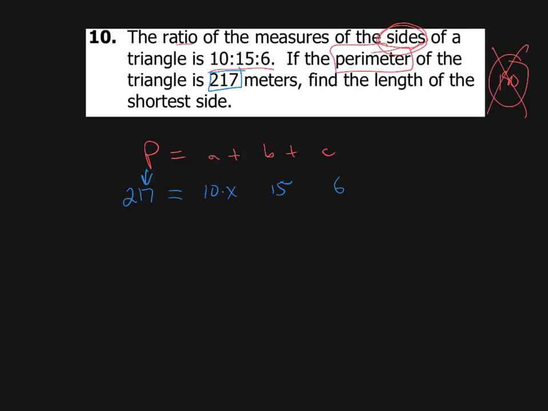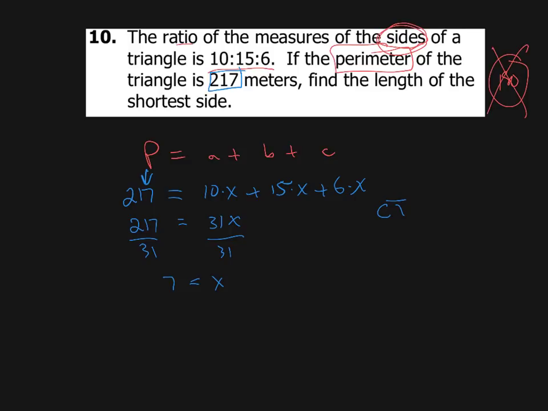So 10 times some number plus 15 times some number plus 6 times some number must have all added up to 217. Combine like terms. So I got 31x equals 217. Now I'm going to divide by 31, and I'm going to get x is equal to 7. Now that's my value of x.